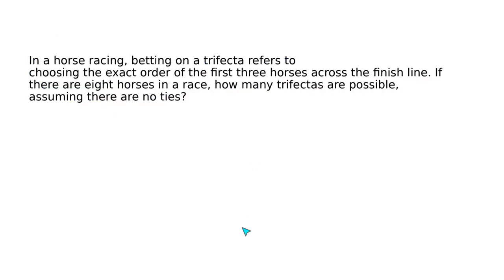So let's look at an example here. In horse racing, betting on a trifecta refers to choosing the exact order of the first 3 horses across the finish line. If there are 8 horses in a race, how many trifectas are possible, assuming that there's no ties?